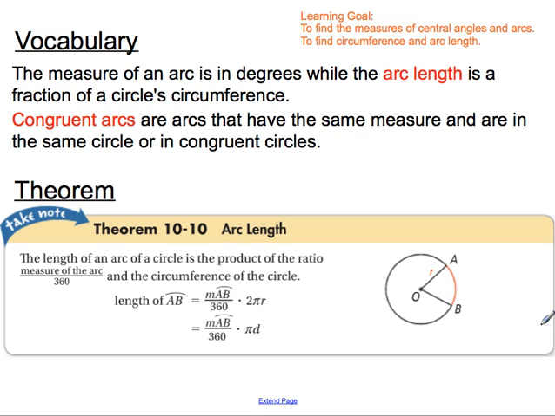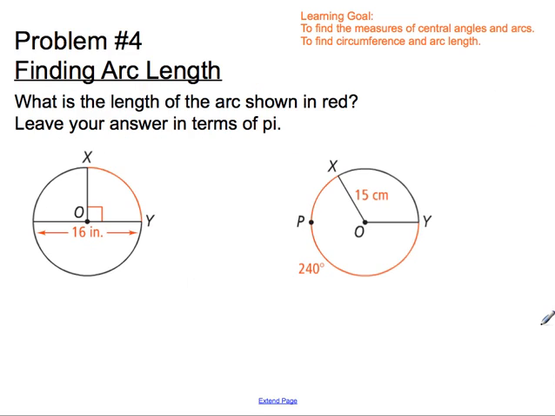So the measure of an arc is measured in degrees. However, arc length is a fraction of a circle's circumference. In addition to that, congruent arcs are arcs that have the same measure and are in the same or in congruent circles. So in order to find arc length, we take the measure of the arc divided by 360 and multiply that times the circumference of the circle. So let's go ahead and calculate some arc lengths. And you'll notice here, we're going to leave our answer in terms of pi.